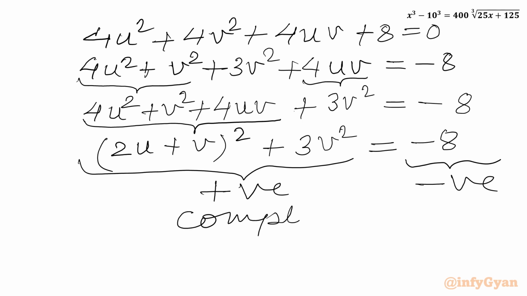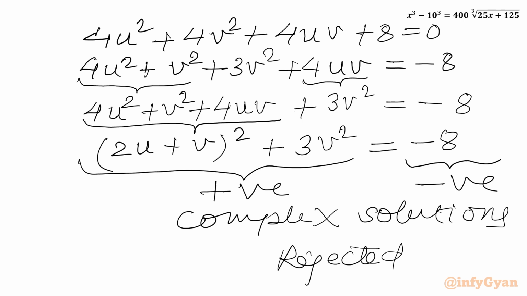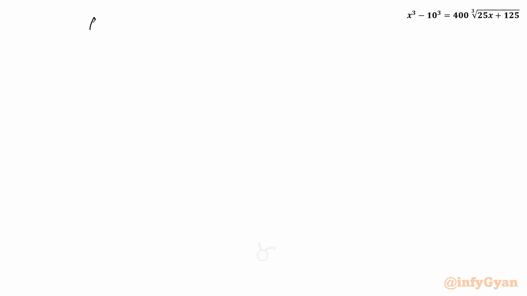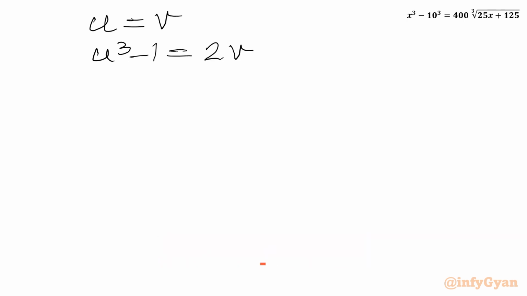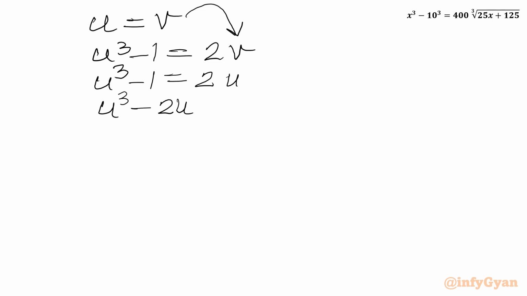If we solve it, we will get complex solutions, so we will reject this equation for our real solutions. So the accepted solution will be U equal to V. Now I will write our equation: U³ minus 1 was equal to 2 times V. Now we will write V equal to U. So U³ minus 1 equals 2 times U, or U³ minus 2U minus 1 equals 0.